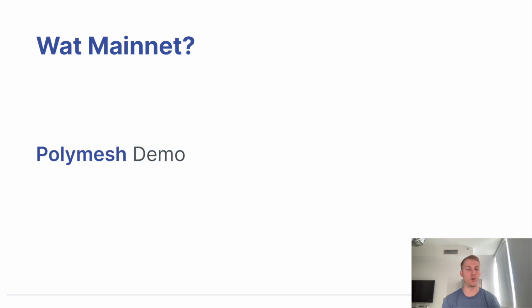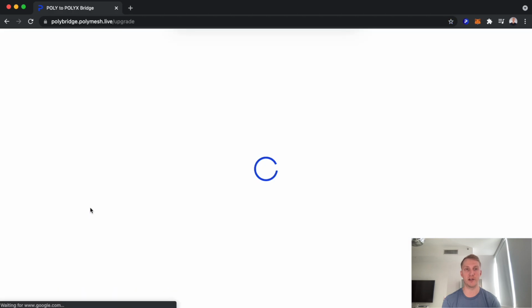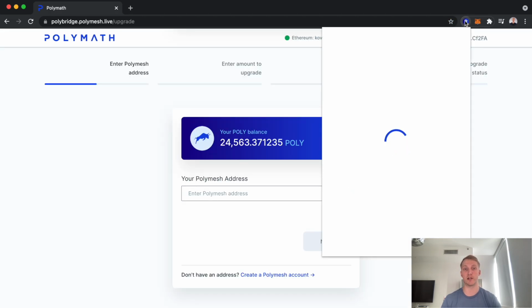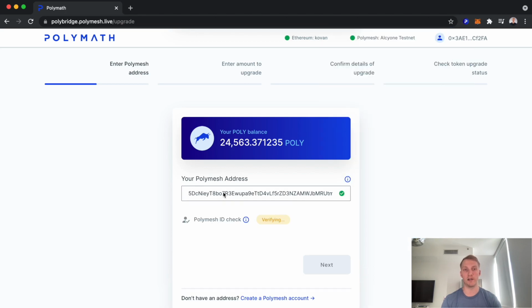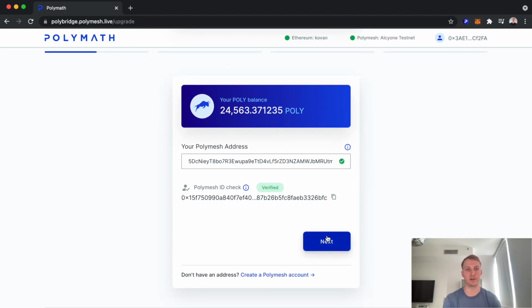You know, what does a demo of Polymesh look like? How is this different from other chains? How can people create and manage security tokens, stake, engage in governance, etc.? So let's take a look at that. First, we'll head over to the bridge. This is the upgrade bridge where you can take an ERC-20 token, Poly, and upgrade Poly to PolyX on the Polymesh blockchain.